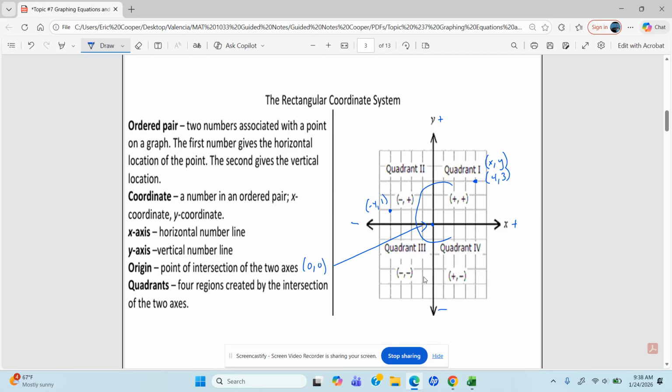Anything I graph in quadrant 3 is negative, negative. So for example, if I wanted to graph this point right here, 2 to the left and 1 down would be negative 2, negative 1. And then quadrant 4 would be positive, negative. So for example, if I wanted to graph this point right here, it would be 4 to the right and 1 down.